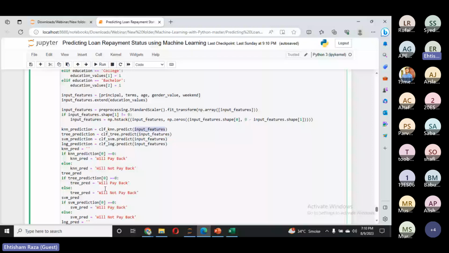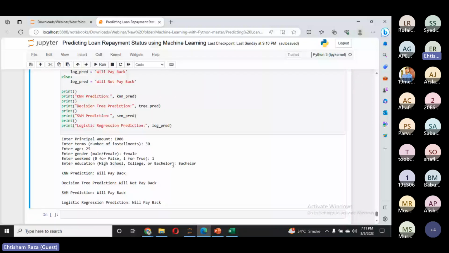I enter the principal amount as 1,000, number of installments as 30, age 25, gender female, yes, it was weekend, education bachelor. So I am getting the output from my different machine learning algorithms. My KNN says this person will pay back. Okay. My decision tree prediction says will not pay back. Okay. My SVM is still saying will pay back. My logistic regression is saying it will pay back.